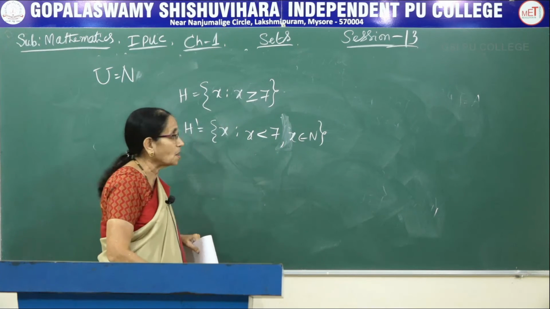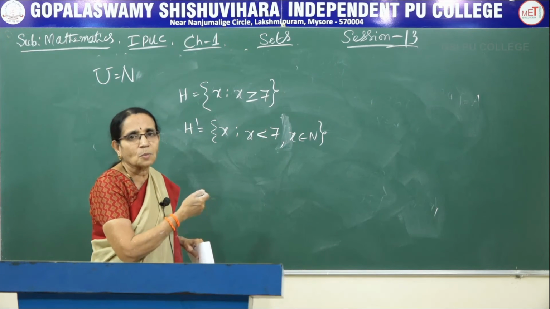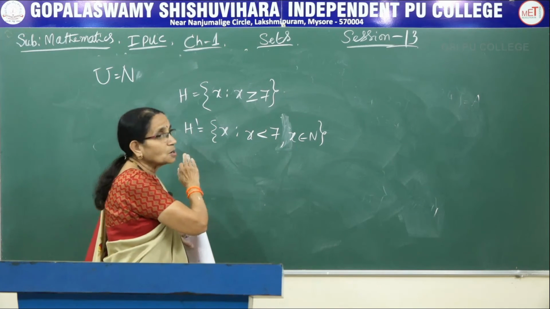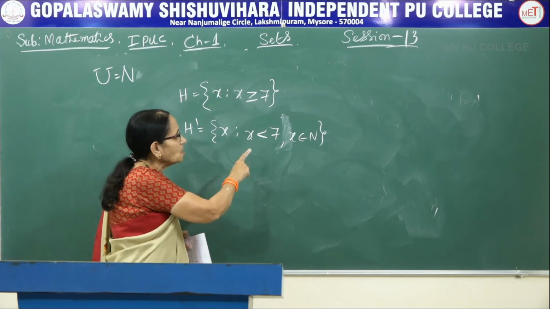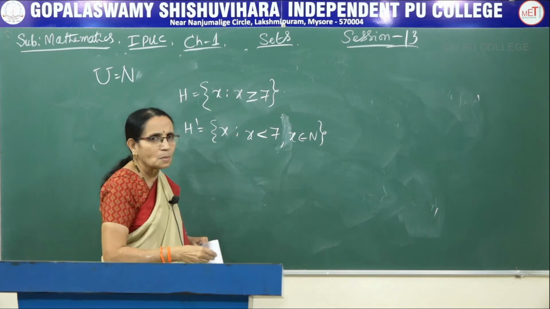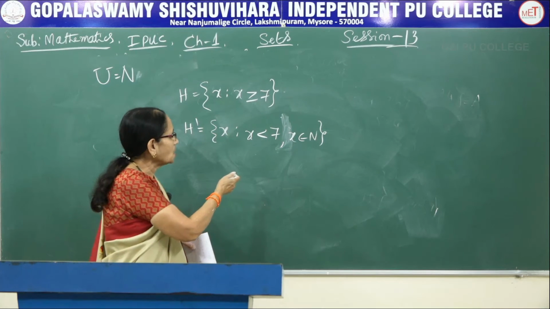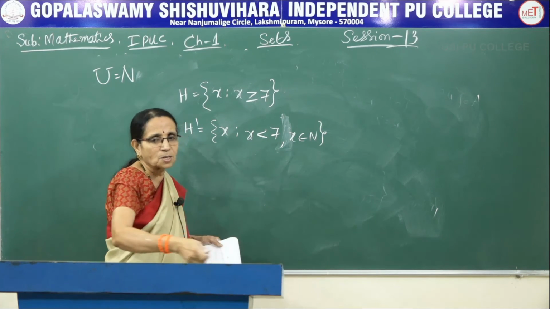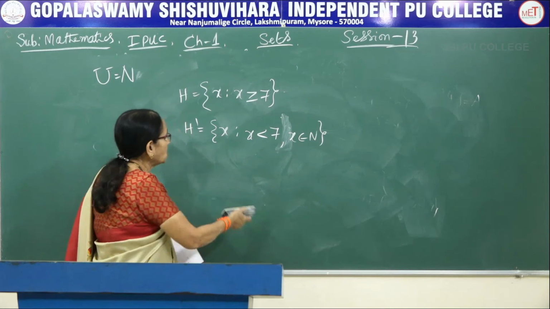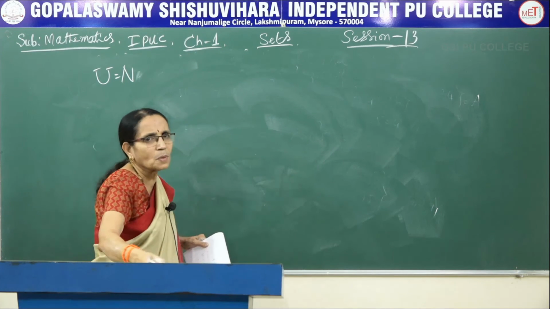X belongs to N, because less than 7 means you could go to the negative numbers also: 0, minus 1, minus 2. But since the universal set is the natural numbers, you have to write x less than 7 and x belongs to N. So what are the possible elements? 1, 2, 3, 4, 5, 6. Here it becomes a finite set. You can write the actual elements, but even if you write x is less than 7 and x belongs to N, that would be enough. These are all 1 mark questions.